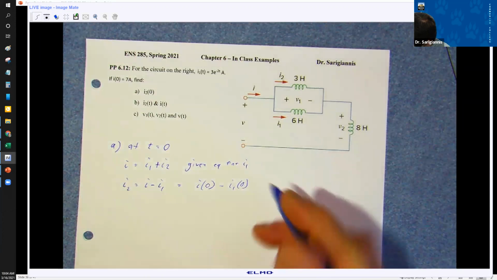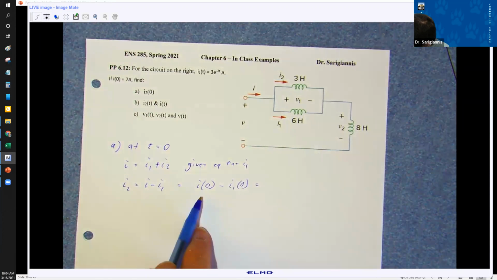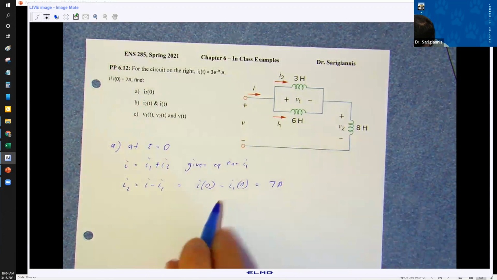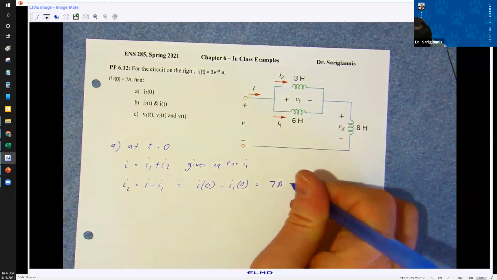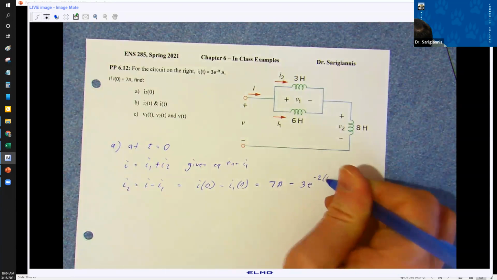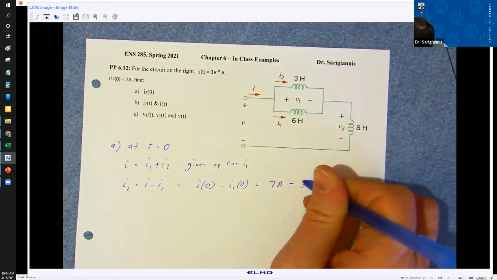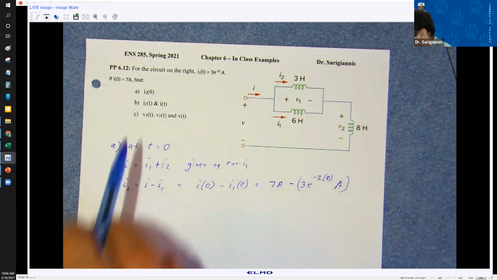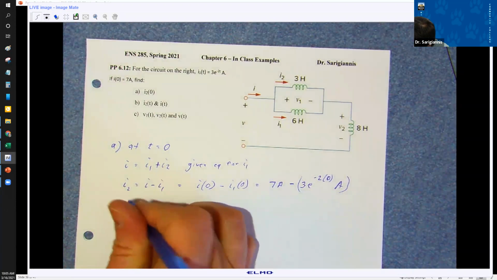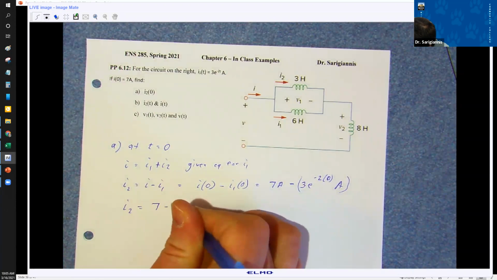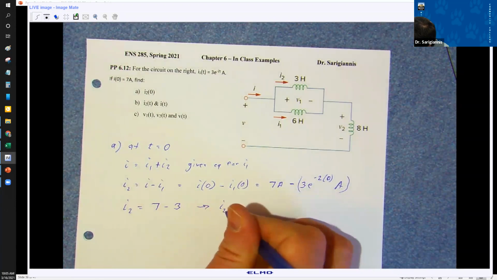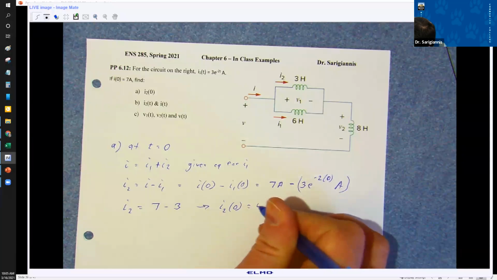So I'm going to plug in some information here. I've got I of 0 is 7 amps. I1 of 0 is this, minus 3e to the minus 2 times 0, amps. Now I wrote it out, obviously e to the 0 is 1, right? So this is just 3 amps. So you wind up with I2 equals 7 minus 3, right? So from here we see I2 at time 0 is 4 amps.